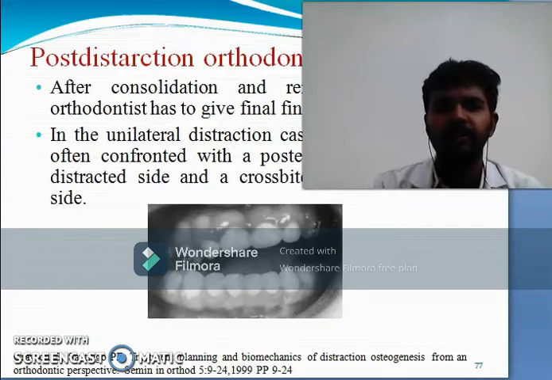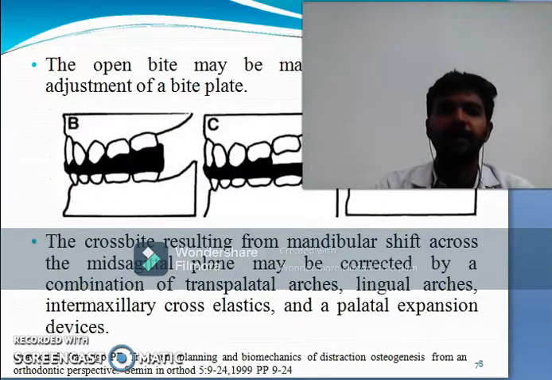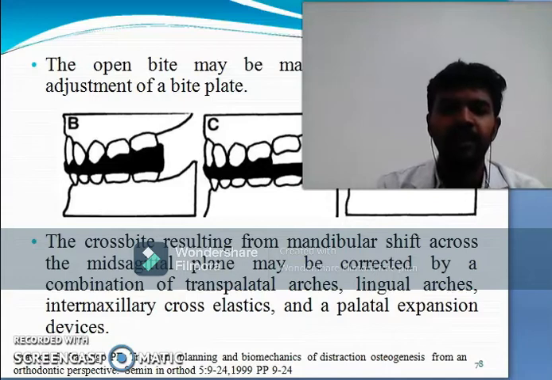Post-distraction orthodontic management. After consolidation and removal of the device, the orthodontist has to give the final finishing of the occlusion. In unilateral distraction cases, the orthodontist is often confronted with a posterior open bite on the distracted side and a crossbite on the contralateral side. The open bite may be managed with gradual adjustment of the bite, while the crossbite resulting from the mandibular shift across the mid-sagittal plane may be corrected by a combination of transpalatal arches, lingual arches, intermaxillary cross elastics, and a palatal expansion device.